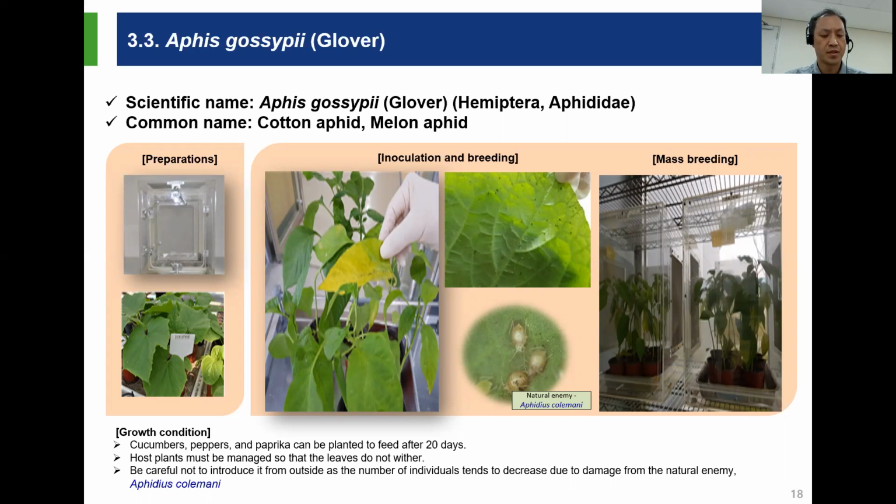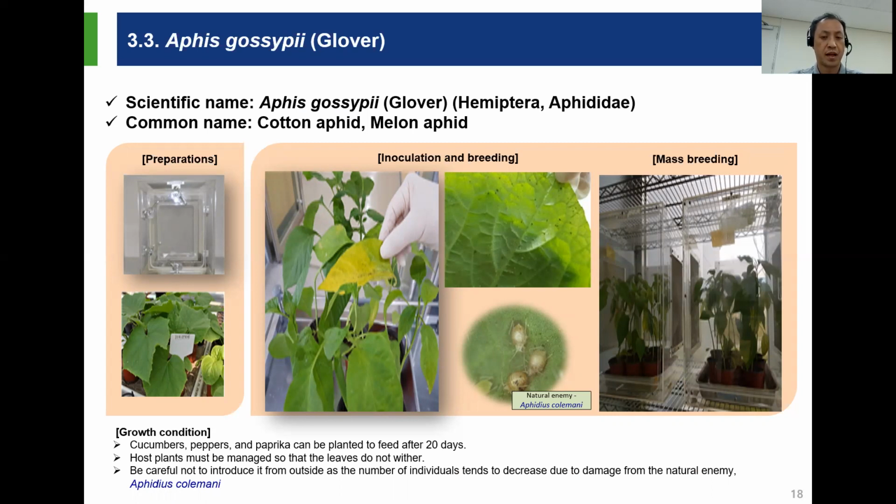When the temperature is high in August and September, a natural enemy, Aphidius colemani, is generated in large quantities. The breeding temperature is 26 to 30 degrees Celsius. Humidity of 50 to 60% is good.